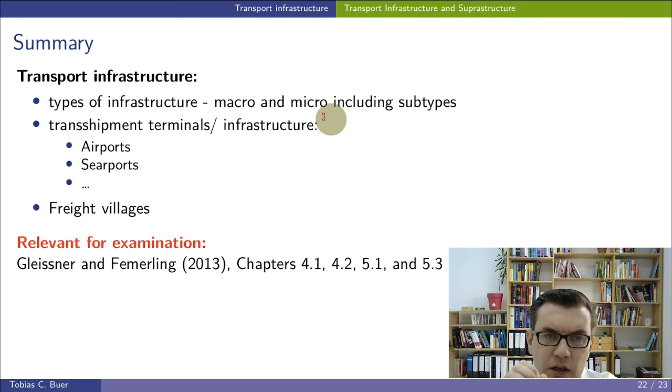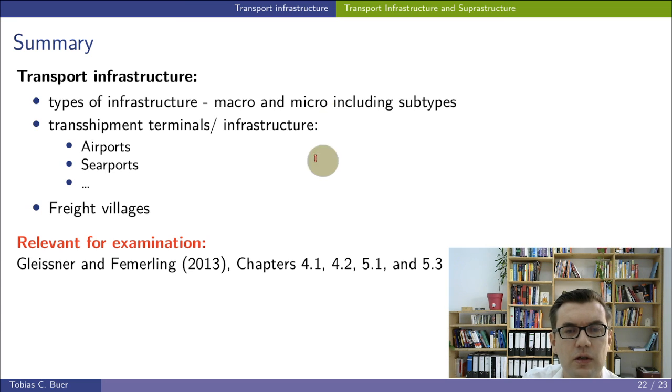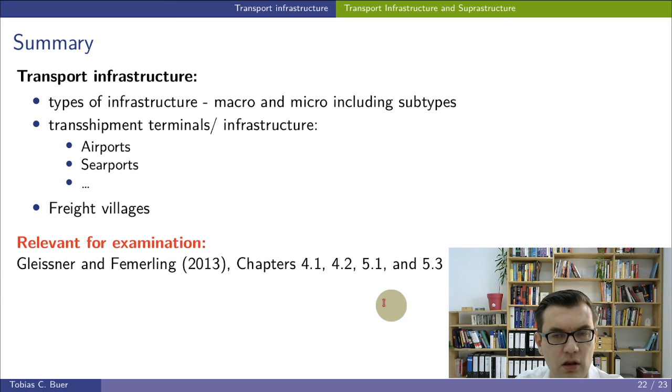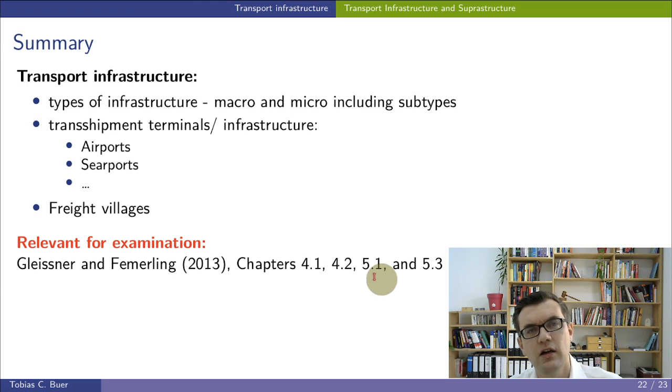There are a lot of different terminals. Again, have a look at the textbook for more details. And in this lecture, I discussed the airports and the seaports. I also want you to be familiar with the concept of freight villages. And for this, it's important to read in particular chapter 4.1 and 4.2 from the textbook of Gleisner and Femerling. From the previous lecture on transport modes, the sections 5.1 and 5.3 are relevant.